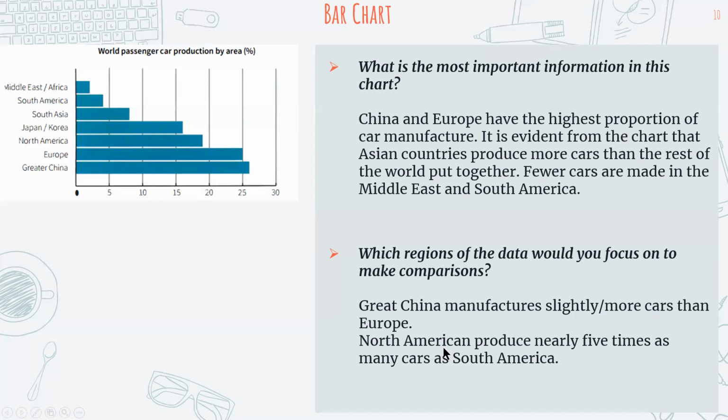Okay, so you have to compare key features of the, actually, I'd say you have to find or understand the key features represented by the visual data. Here we have Greater China producing more cars than Europe, and in general Asian countries produce more cars than the rest of the world put together. Okay, and the Middle East produces the fewest cars.